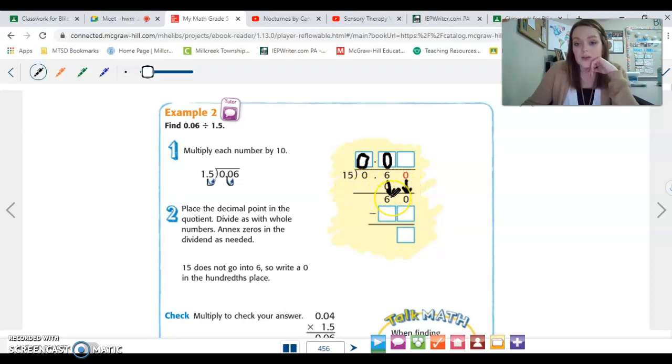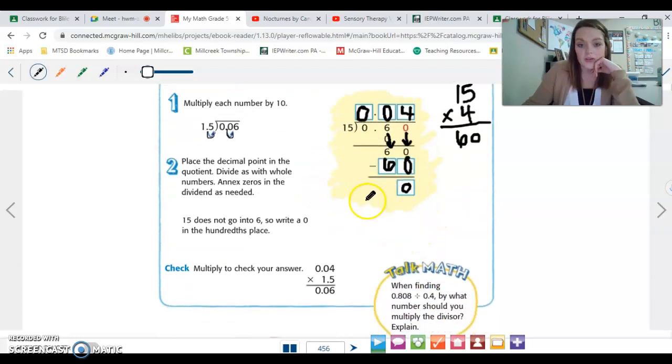Can 15 go into 60? Yes. Let's try 4. I have 15 times 4. 5 times 4 is 20. Put my 2 up there. 4 times 1 is 4 plus 2 more is 6. Bingo. Put my 4 up top. 4 times 15 is 60. 0 minus 0 is 0. 6 minus 0 is 0. So our answer is 4/100.